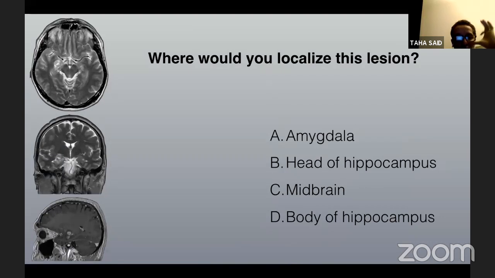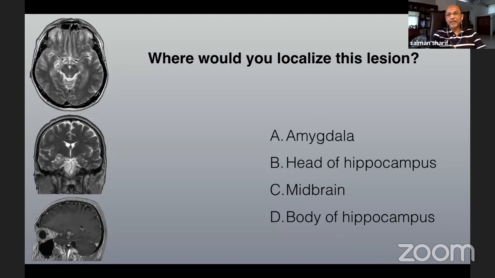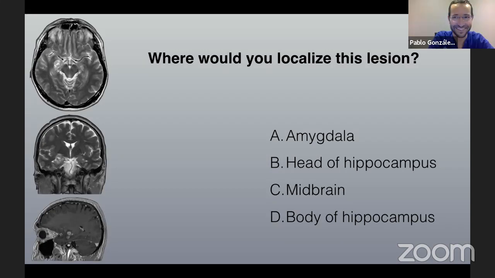Amygdala. He's a bullfighter. Sorry, Taha, you said something? Okay, so we have Rupesh. Rupesh, yes, please. Sir, I think it's amygdala. Amygdala? Good. So most of you think it's amygdala, and you are right.